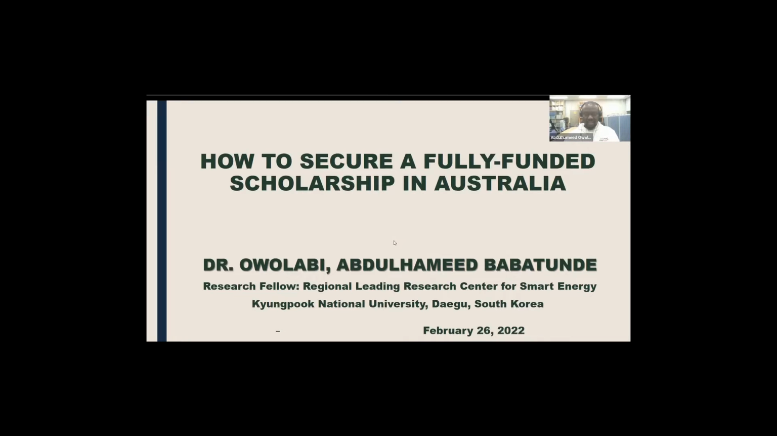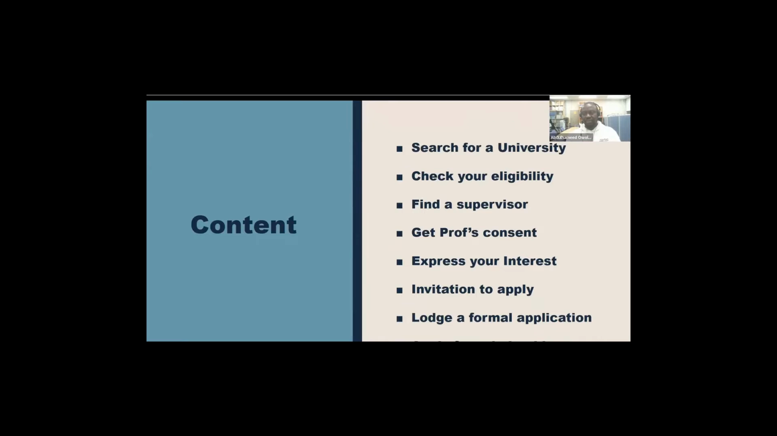These are the contents. The first thing is you have to search for the university, you check your eligibility, then you find a supervisor, then you have to get the consent of the supervisor, then you have to express your interest, then invitation to apply, lodge a formal application, and you apply for scholarship. So I'm going to take you through this, through the PPT, and I'm going to do exactly what you are expected to do by going to one of the universities and try to put you through.